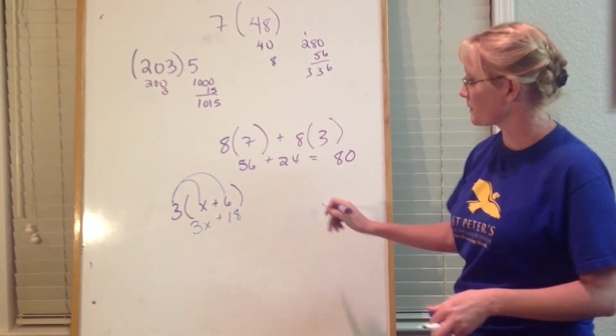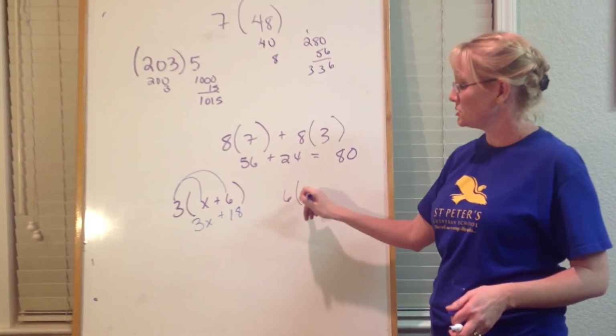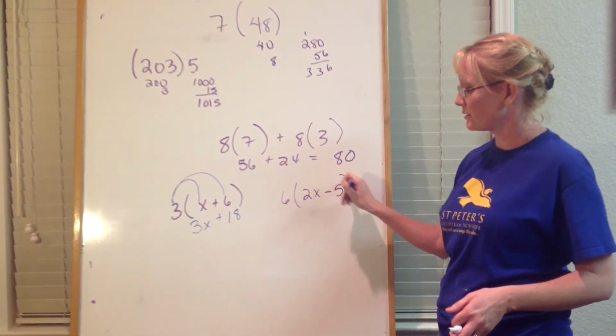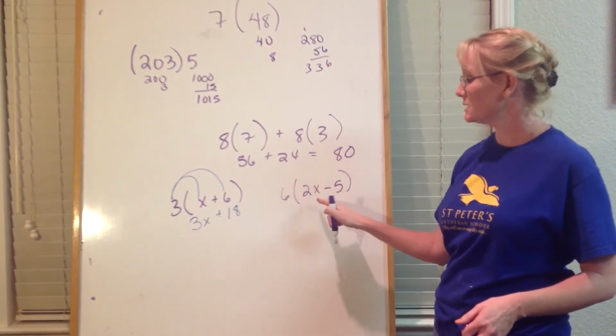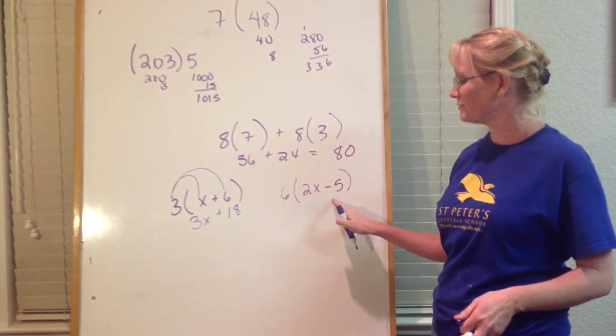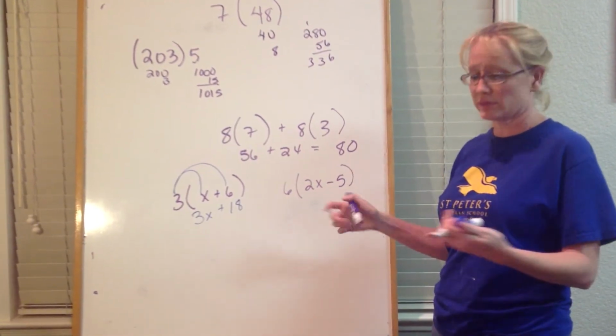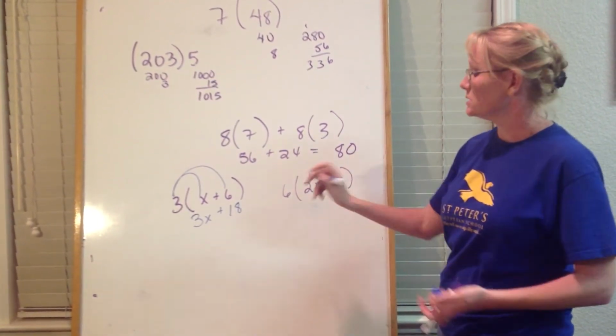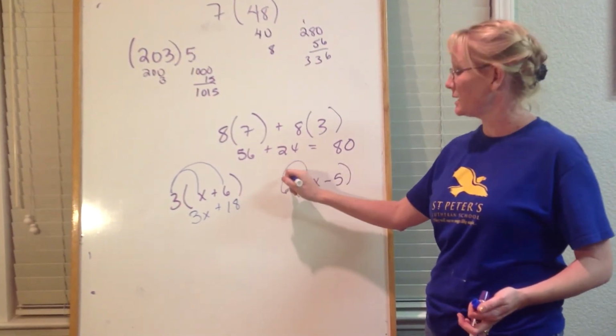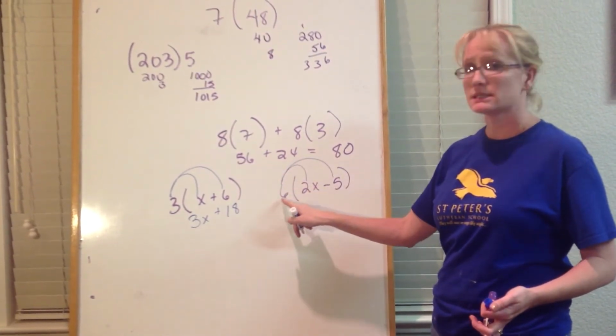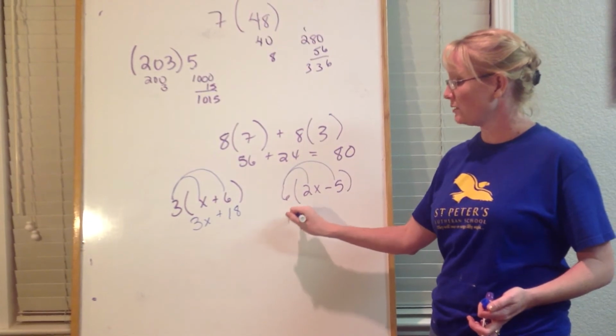Let's try again. 6 times 2x minus 5. So first look inside your parentheses. Can 2 x's take away a 5? No, they can't. They're not the same thing. But they can be multiplied. So we need to share our 6 evenly. 6 times 2 x's would be 12 x's.